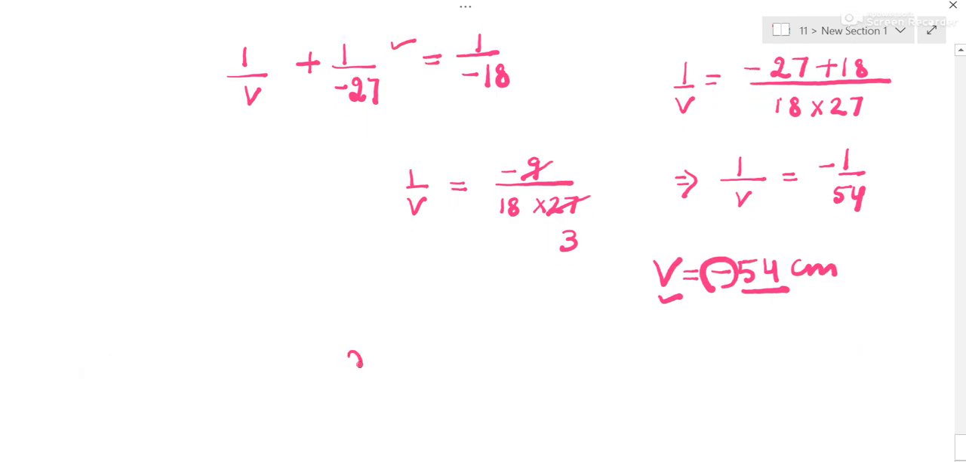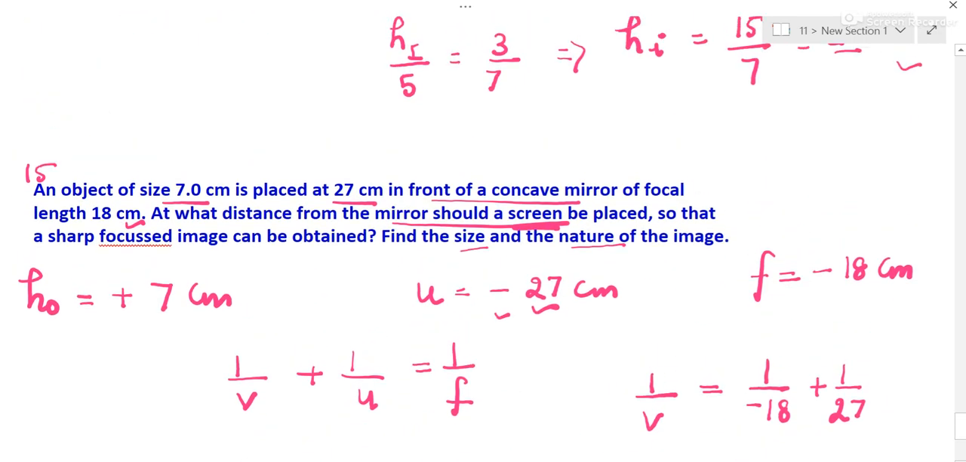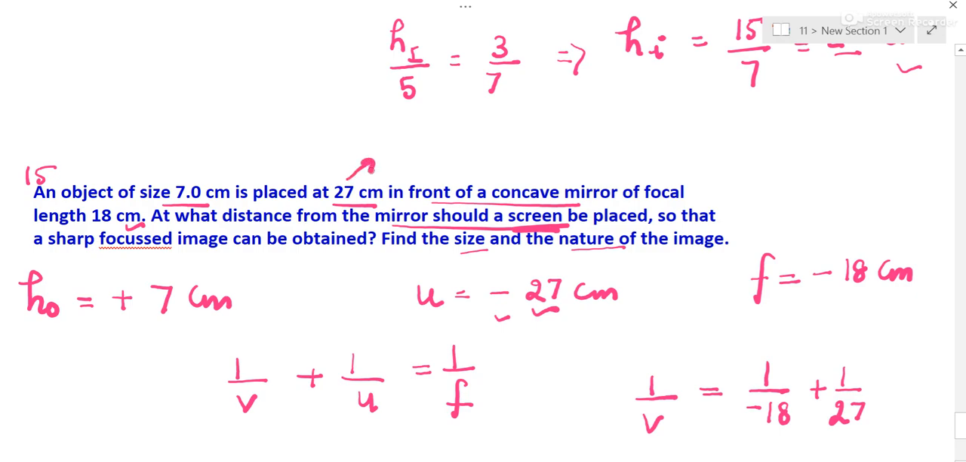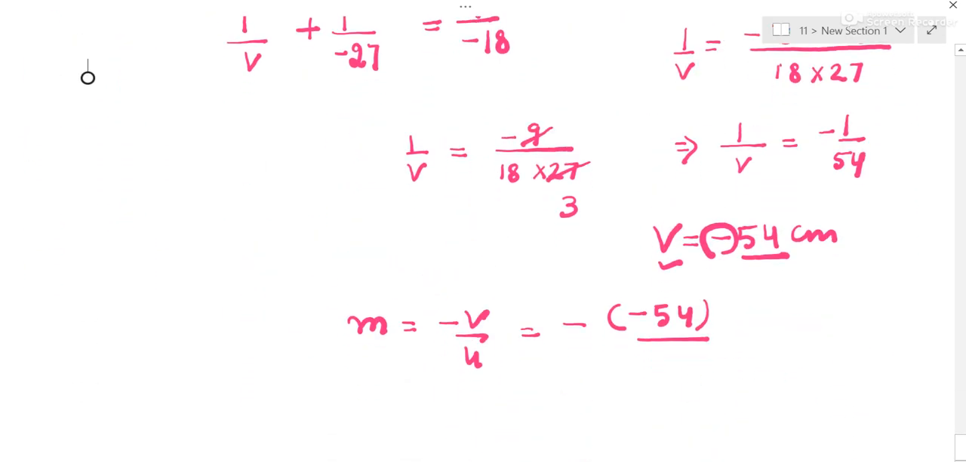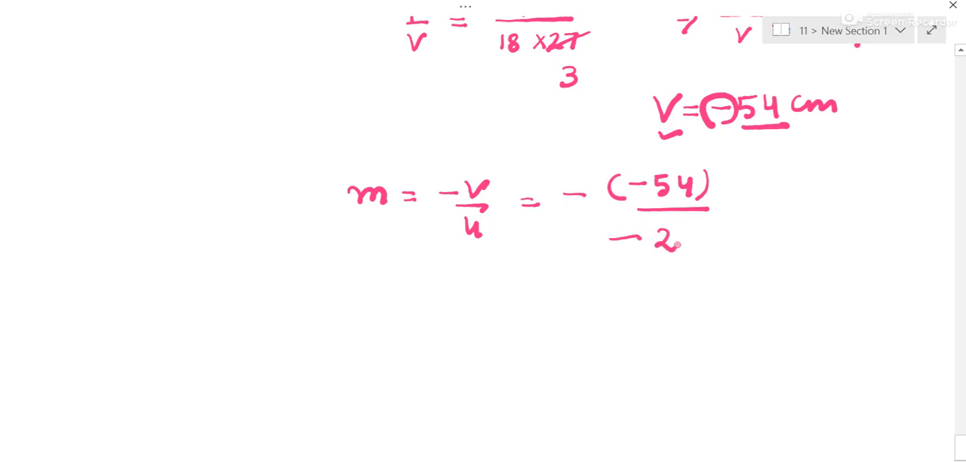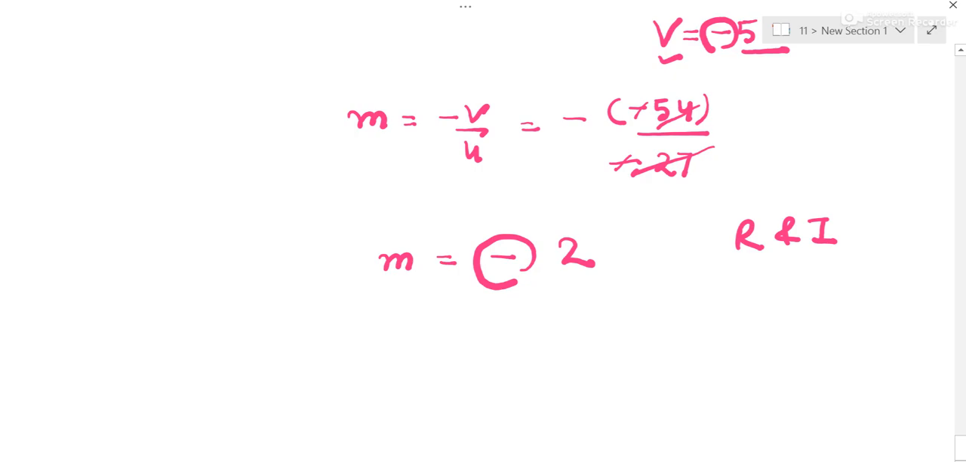Okay, then you can find out magnification. Magnification is given by minus V by U. It is minus minus 54. What is the value of U? It is 18. U is 18, I guess. No, U is 27, minus 27. Minus minus cancel. So M is coming as minus 2. Then you would say negative means image is real and inverted. And magnification is 2.